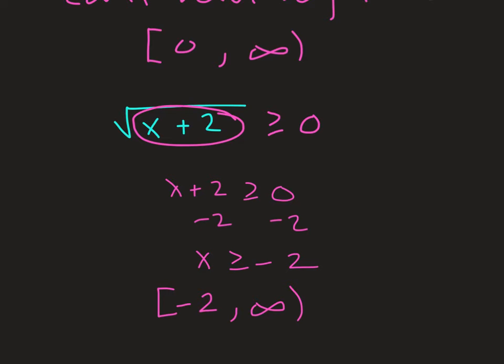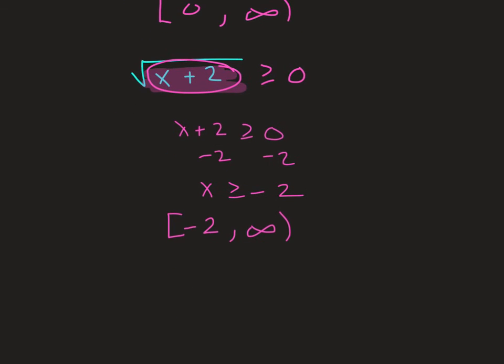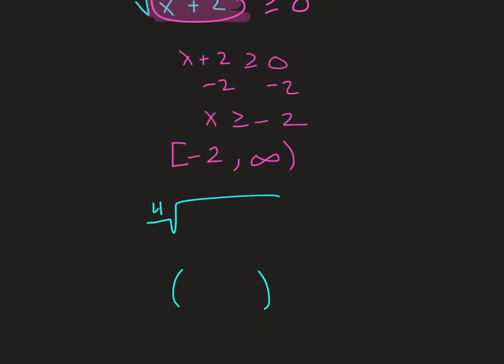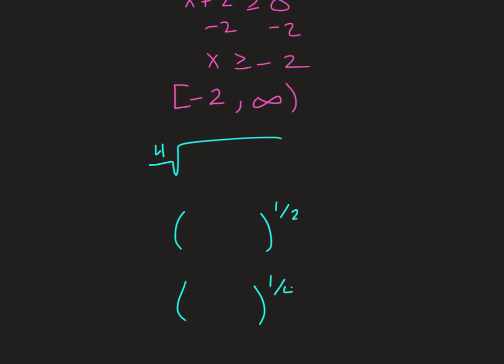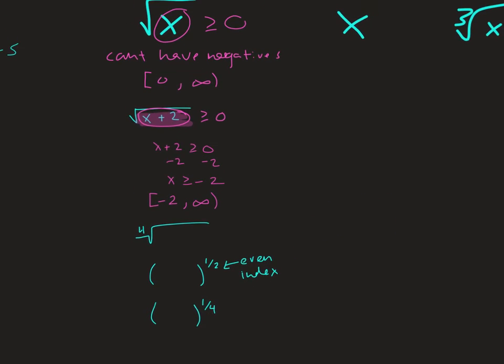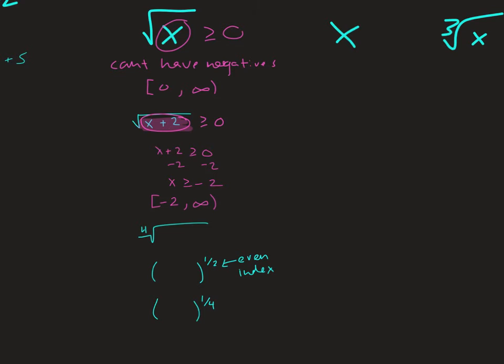So we only set what's under our square root greater than or equal to 0. And that'll give us the domain, because we can't have negative numbers under the square root. Now this works for the fourth root. If we had the fourth root of something, if we had the exponent of 1/2 or the exponent of 1/4, anytime our index is even, we have to know that we cannot have negative numbers here. So anytime we have an even index.